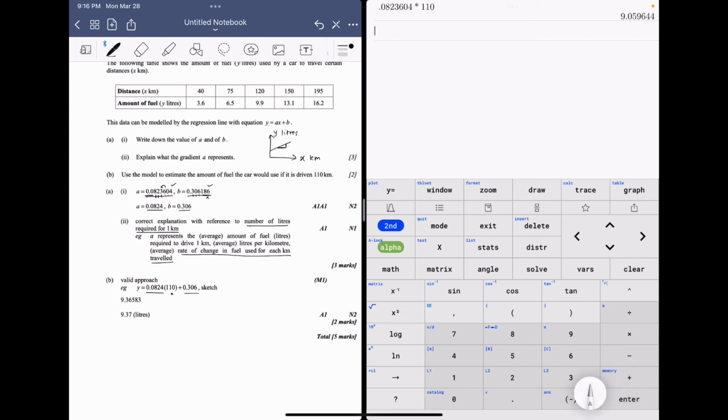Then I will add 0.306186. So you can see the answer I am getting is 9.365828. I am writing as it is, and then I will round off that answer, which is 9.37. So I got the answer, and it is an application problem. So again I recommend you to write down the units.